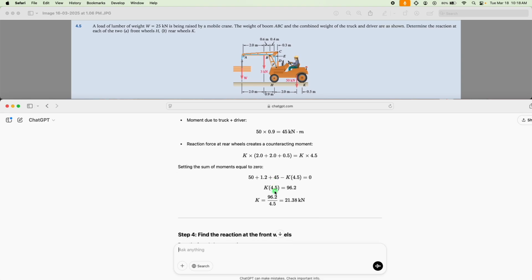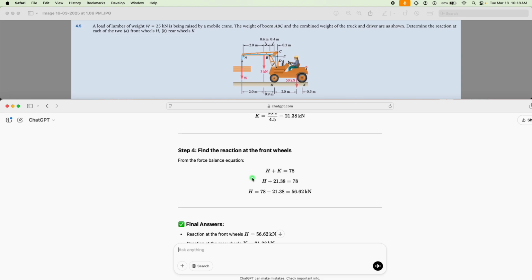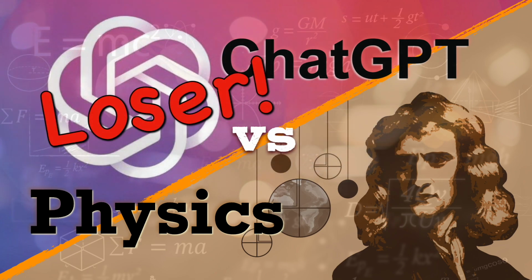So this is completely wrong. Now it spits out a number that we know is incorrect, both because it got the numbers wrong and it can't figure out the correct direction of the torques. And then once it knows K, it plugs back into the force equation to get H. Conclusion: don't trust ChatGPT for physics. Trust your brain. This is an introductory level problem, something you might even see in a high school physics course, and it completely botched it.